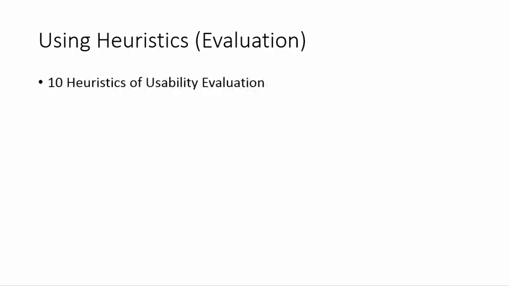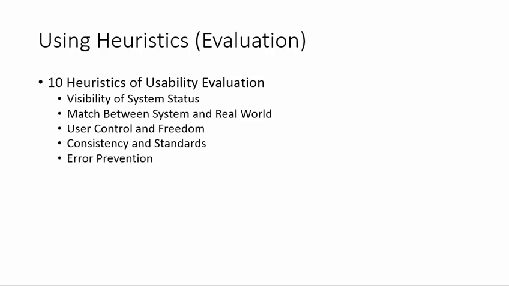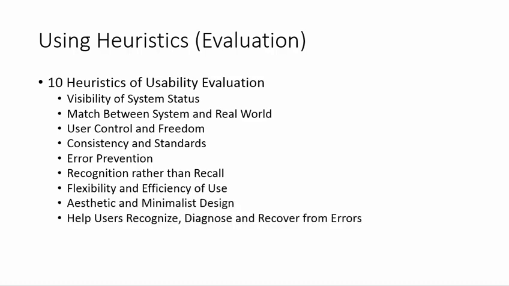These are the 10 heuristics of usability evaluation that I was talking about, starting from the visibility of system status, match between system and real world, user control and freedom, consistency and standards, error prevention, recognition rather than recall, flexibility and efficiency of use, aesthetics and minimalist design, help users recognize, diagnose and recover from errors, and last but not least, help and documentation. As we go through the list, you will see its resemblance to interaction design principles.